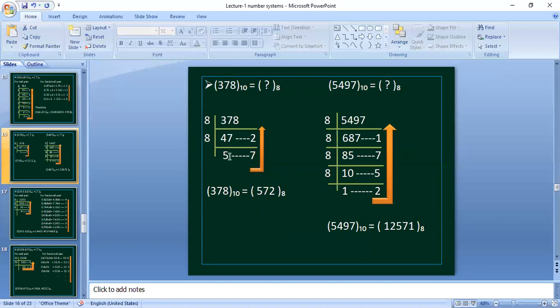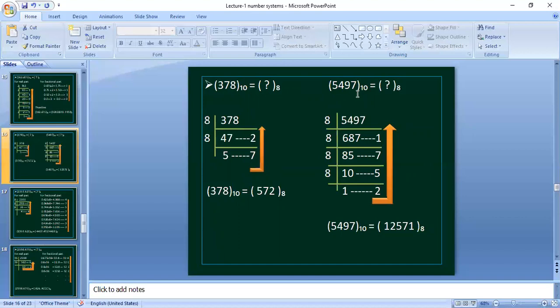7. So here the result 5 is less than 8, so we can stop the division here and we need to consider the result from bottom to top. So that is 572 base 8. So 572 is the equivalent octal representation for the given decimal number 378.